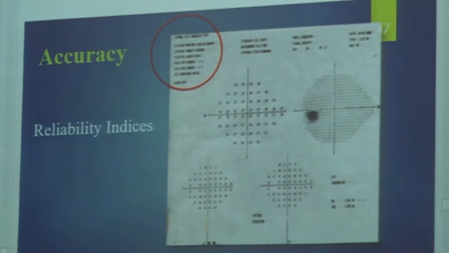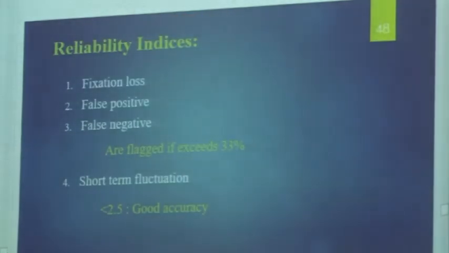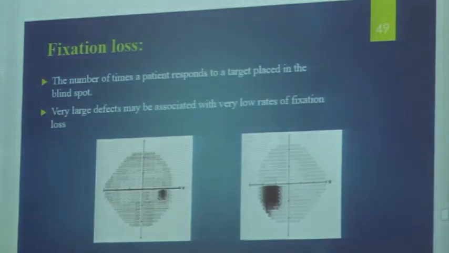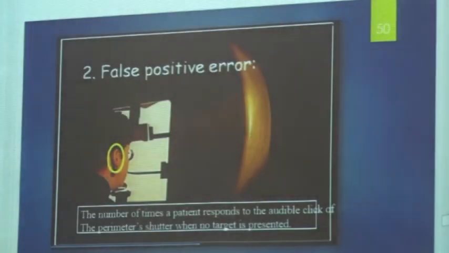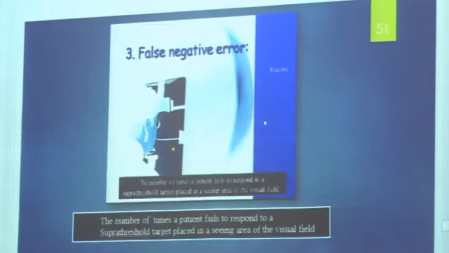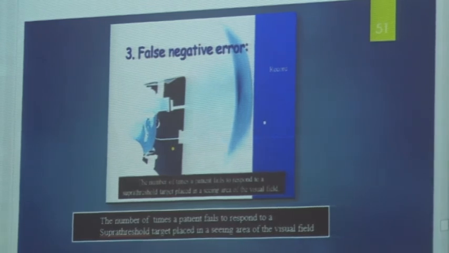Accuracy: here is the report where the reliability indices are fixation loss, false positive and false negative. Fixation loss is the number of times a patient responds to a target in the blind spot. Very large defects may be associated with very low rates of fixation loss. False positive error is the number of times the patient responds to the audio. False negative is the number of times a patient fails to respond to a supra-threshold target placed in a seeing area of the visual field.